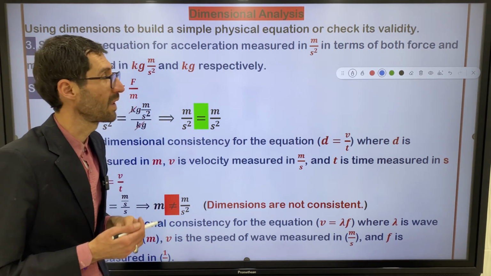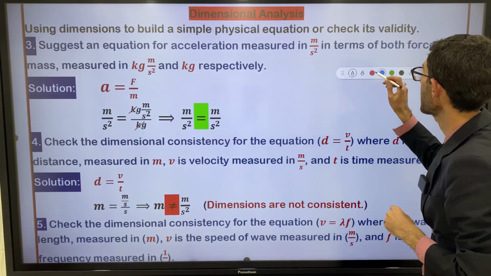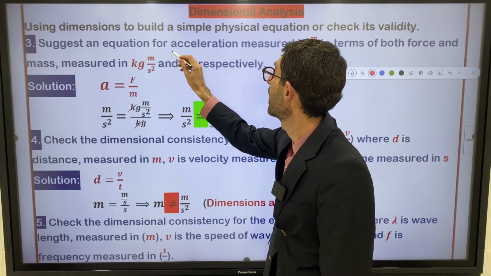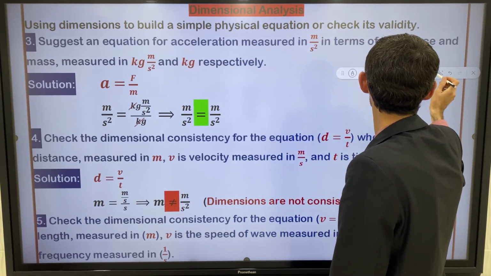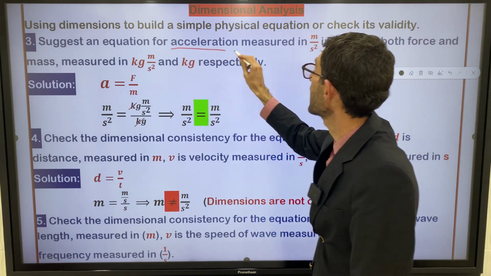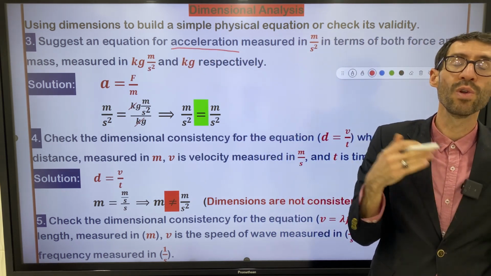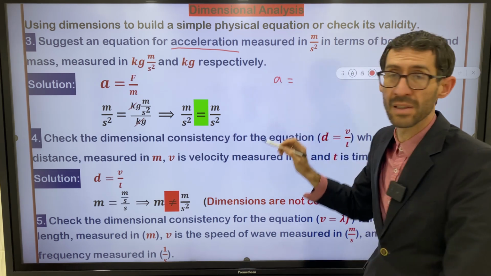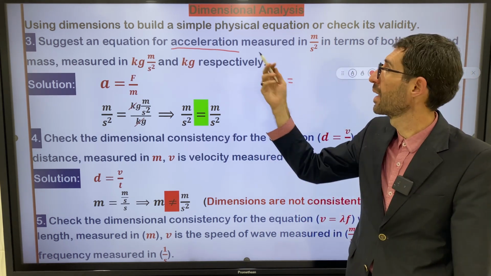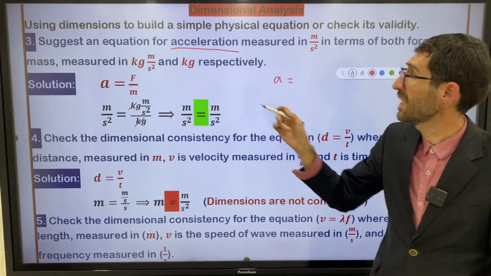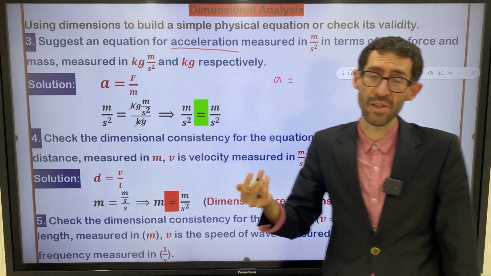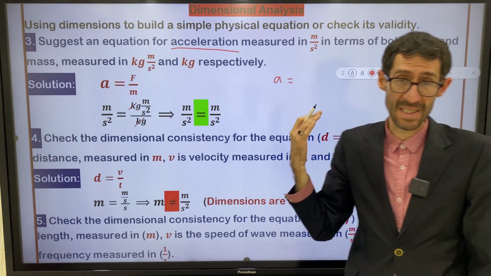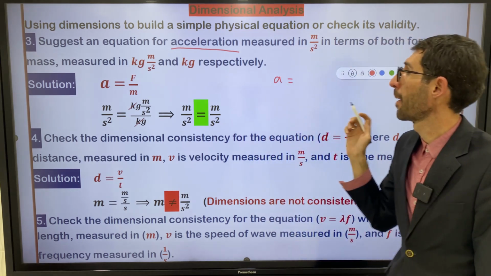So what do we look for? Let me tell you the secret actually. What's the secret? It says suggest an equation for what? For acceleration. Let me underline acceleration for you. When I underline it, we look for a rule for acceleration. So I have to write A is equal to, and I have to start with this quantity because it says suggest an equation for acceleration. I should write A is equal to, like the previous example.